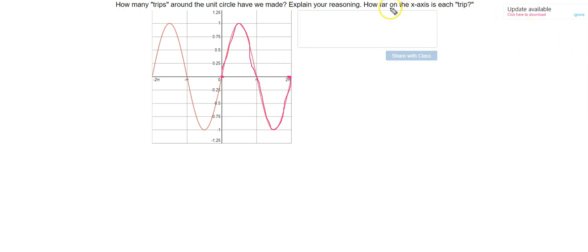And the question is, how far on the x-axis is each trip? Well, this started at 0 and went to 2 pi, so I guess that would be a distance of 2 pi. If I made another trip over here, that would also be a distance of 2 pi. And hopefully you made those observations.